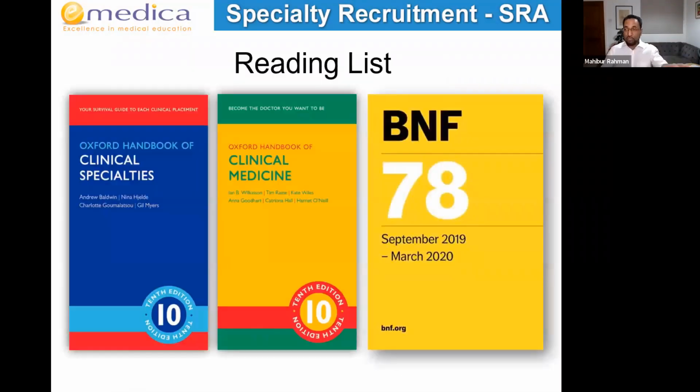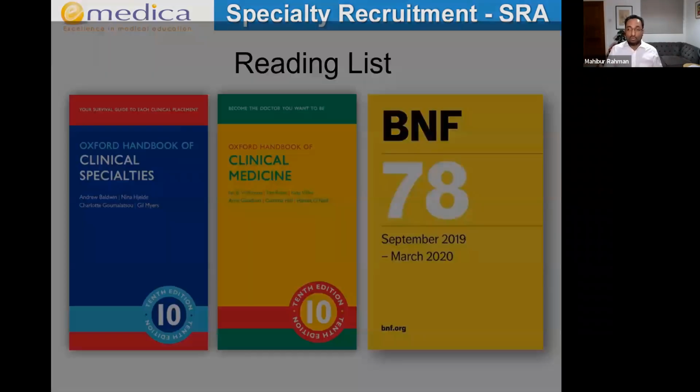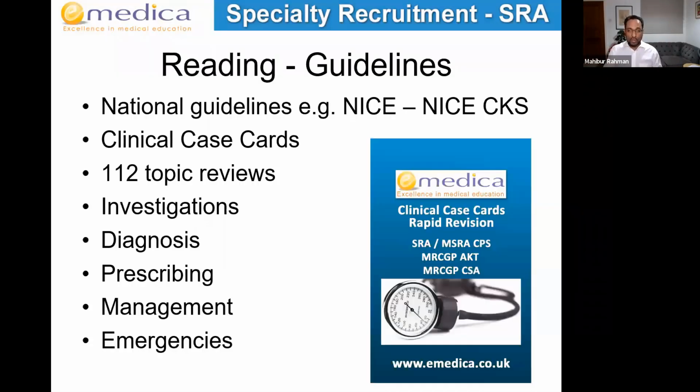And so they've changed after these books were set to print. In terms of reading guidelines, you could go through things like NICE CKS, but they're bulky, there's a lot to cover. The quickest way you can learn a lot of guidelines relevant to this exam is our clinical case cards. We published the first edition of these in August 2018. Our team spent several hundred hours between us going through the latest guidelines and then making really concise cards.